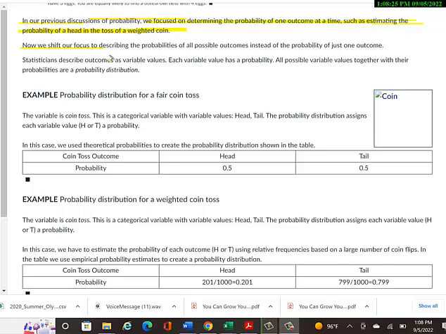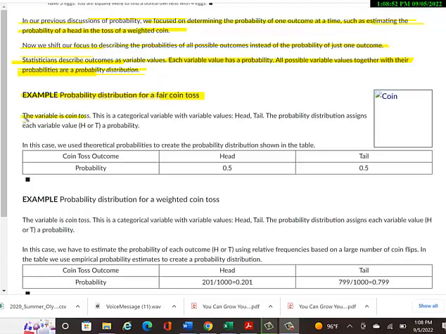Now we shift to focus on describing the probabilities of all possible outcomes instead of the probability of just one outcome. Statisticians describe outcomes as variable values. Each variable value has a probability. All possible variable values together with their probabilities are a probability distribution. So for example, let's look at the probability distribution for a fair coin toss.